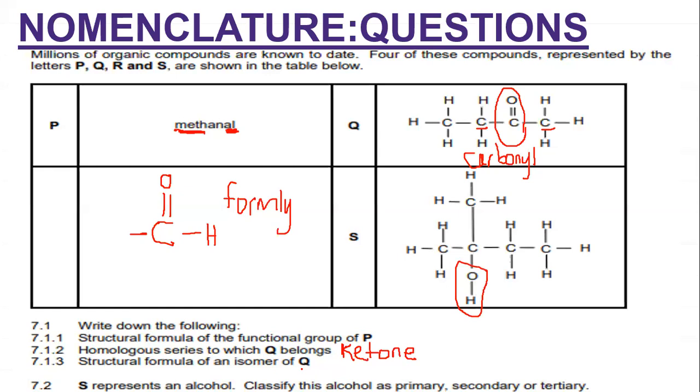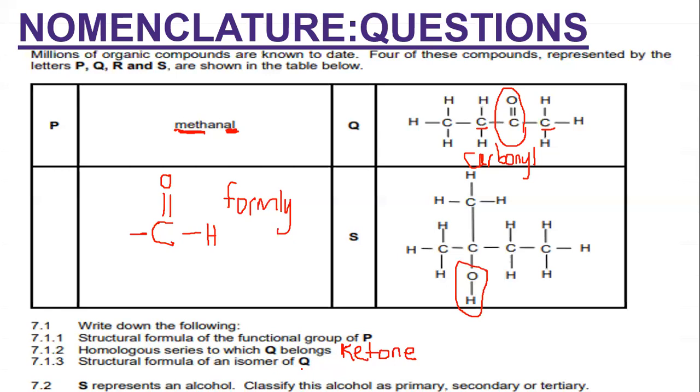But when we look at this question, we come to realize that it is not possible to draw the chain isomer, because with the chain isomer we want a different chain. With this one, we cannot draw a chain isomer. So what then can it be?